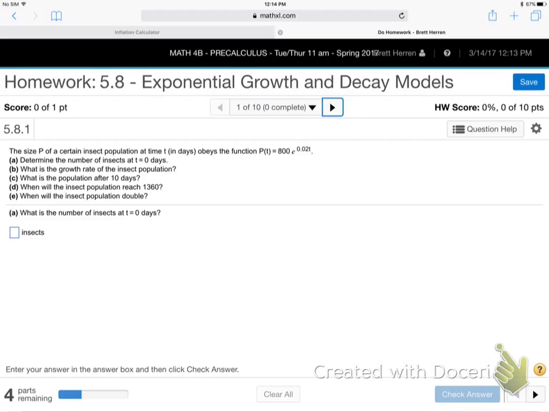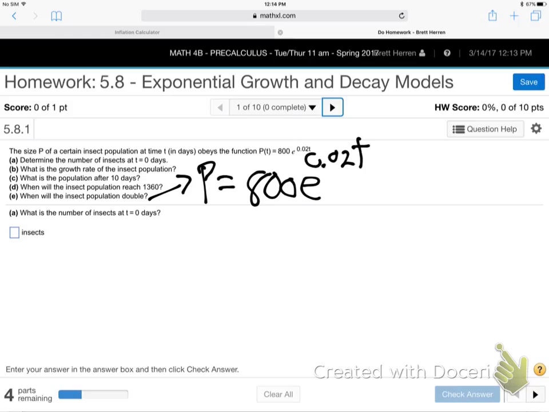Part E, when will the insect population double? 34 points. Already got it? 7. How many decimal places? I don't know, probably 1, I think. 34.7. So what do we do? What's our first step here? Here's the basic formula they gave me. They're asking how long for it to double. To double. This is part E now. How long to double? What does doubling mean? Well, we know what doubling means, but what am I going to put in for P?